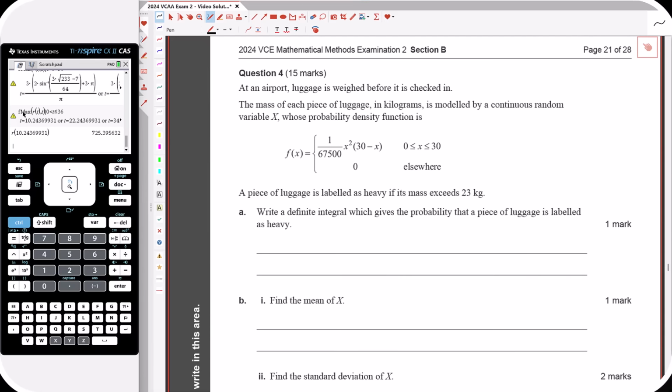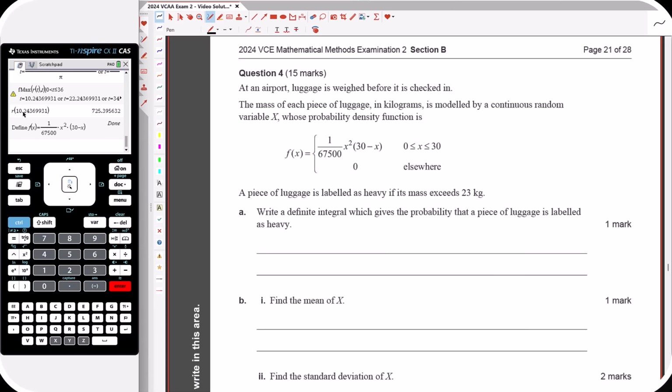Okay, so question 4. We get to the probability question. We've got airport luggage that is weighed before it's checked in. The mass of each piece of luggage in kilograms is modeled by a continuous random variable x, whose probability density function is this. I'm just going to define that before we do anything else. Let's define f of x. Given that it's 0 elsewhere, I don't need to define it as a piecewise function. We can just define the part that's not 0. So 1 on 67500 times x squared times 30 minus x.